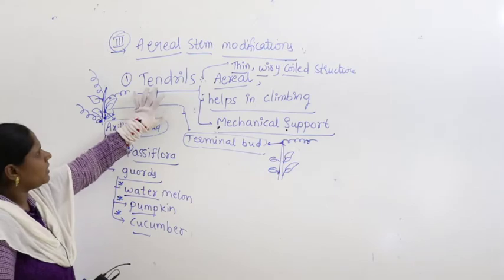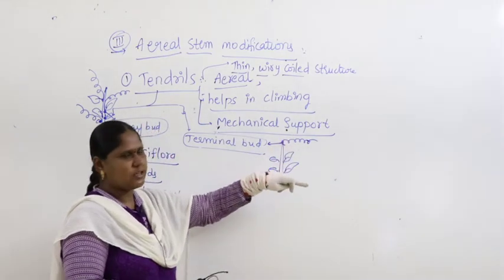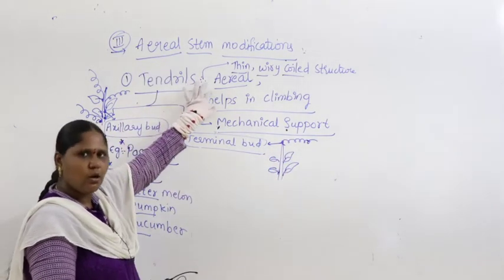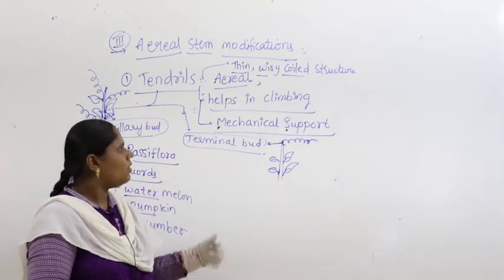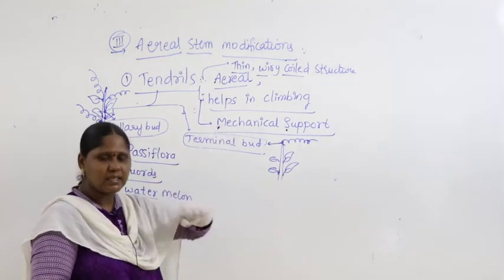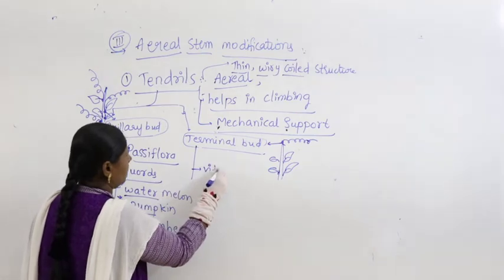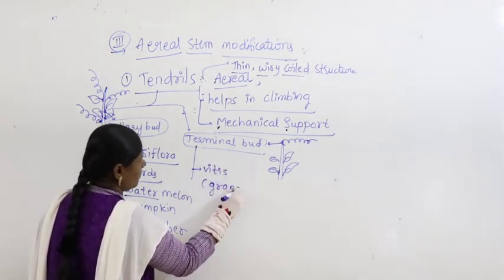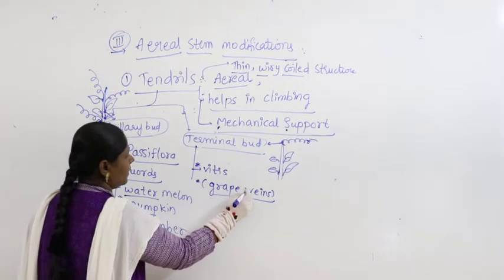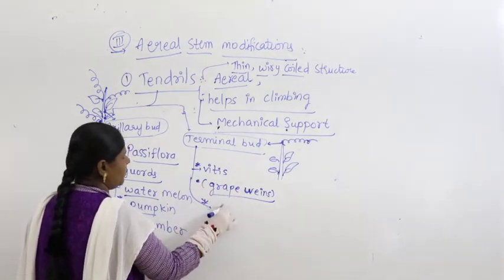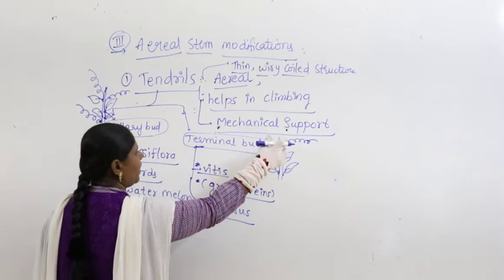So what is a tendril? I repeat again, a tendril is structurally a thin, wiry, coiled structure. Very thin and wiry coiled structure. Where is it present? Definitely it's an aerial one. Modification of the stem helps in climbing, and it provides mechanical support, means it takes the support from the plant. Here for terminal bud you can take Vitis, that is grapevines, and you can take for example Cissus, Vitis. In these two cases, terminal bud gets modified into tendril.